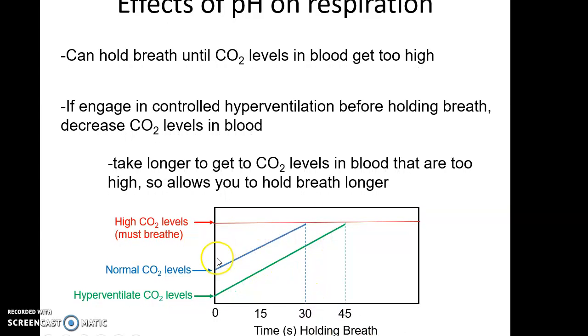Now, if we hyperventilate briefly first, then we lower carbon dioxide levels, which means it's going to take longer for the carbon dioxide to build back up to get to a level that makes us feel like we absolutely must breathe again. And so that means we would be able to hold our breath for longer. So remember that trick if you're ever in a who-can-hold-your-breath-the-longest contest with someone. And that is it for this lecture.